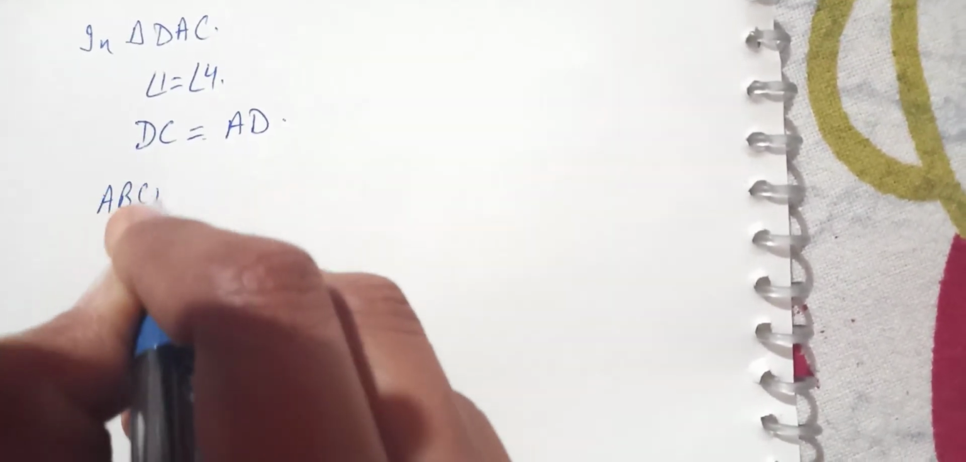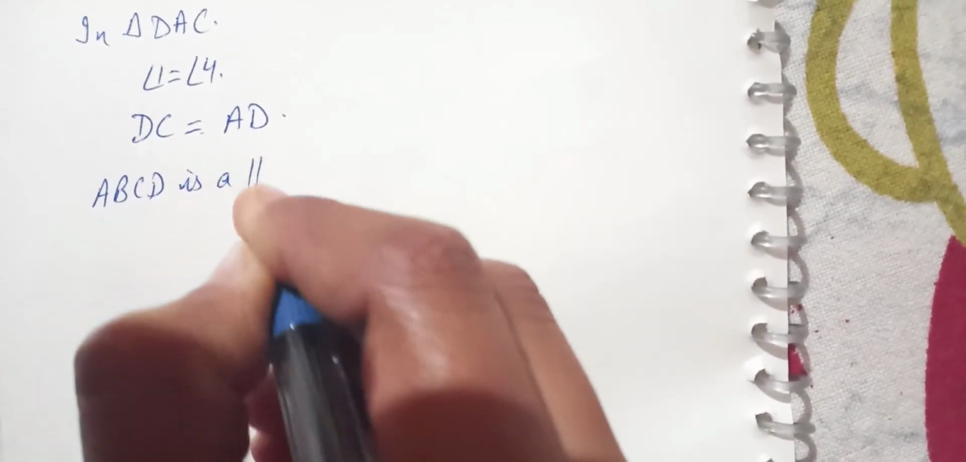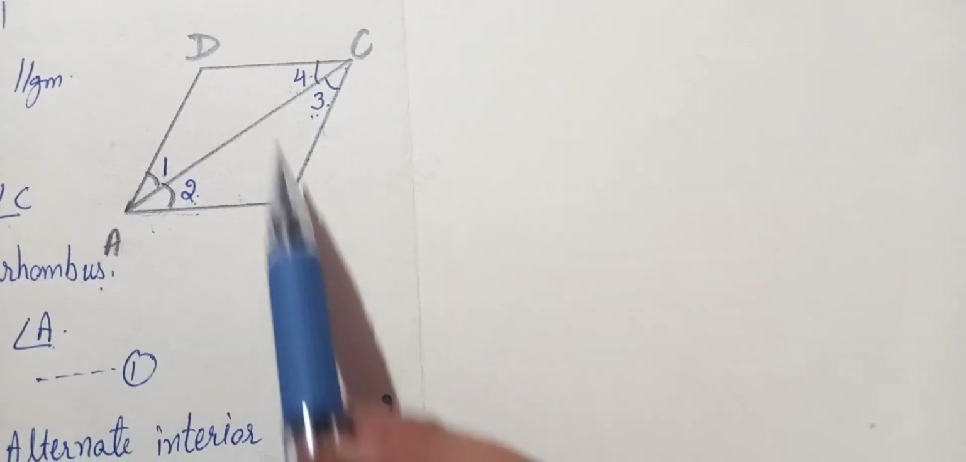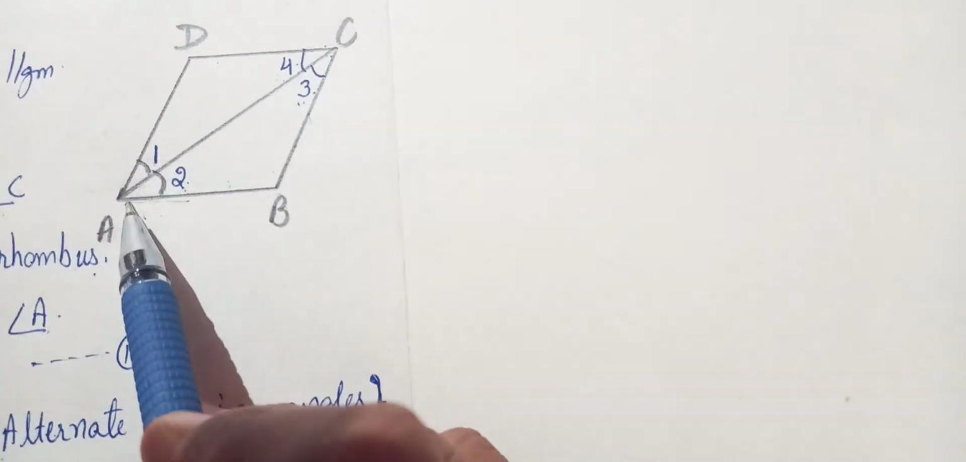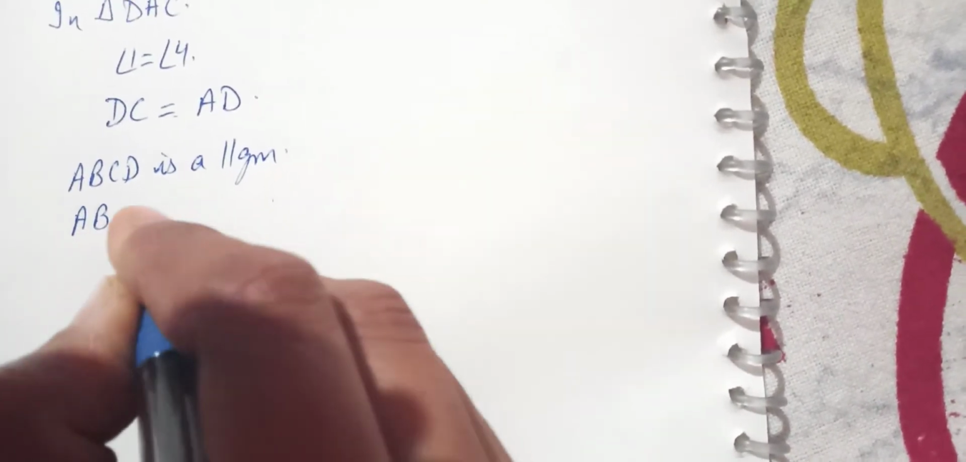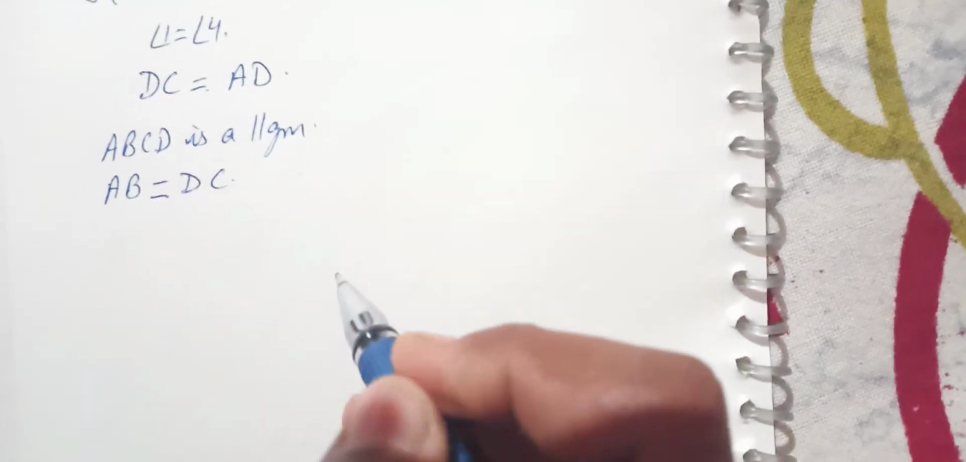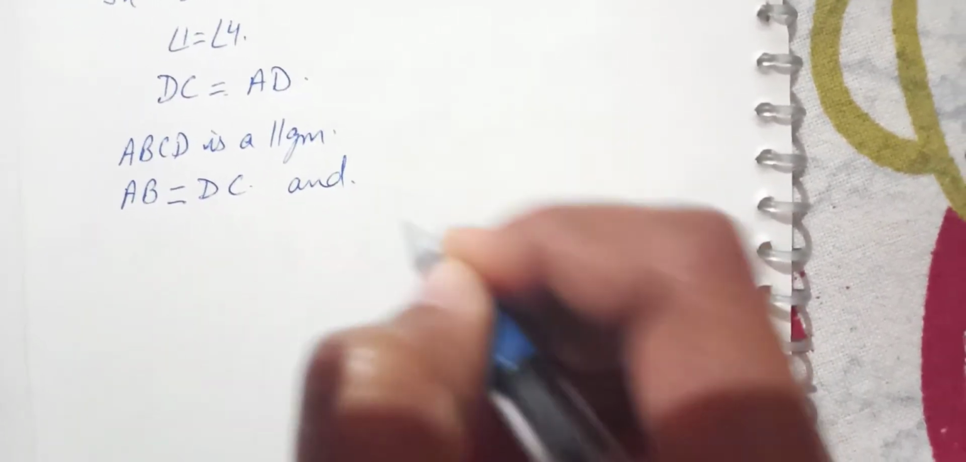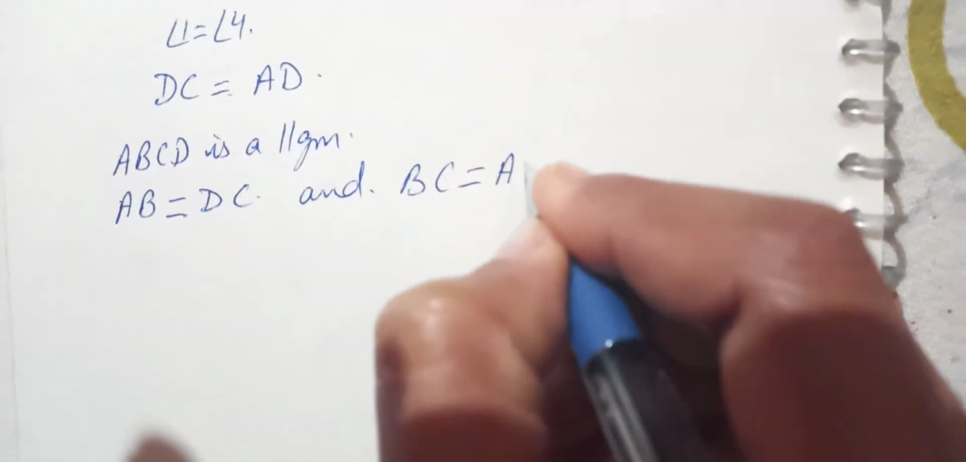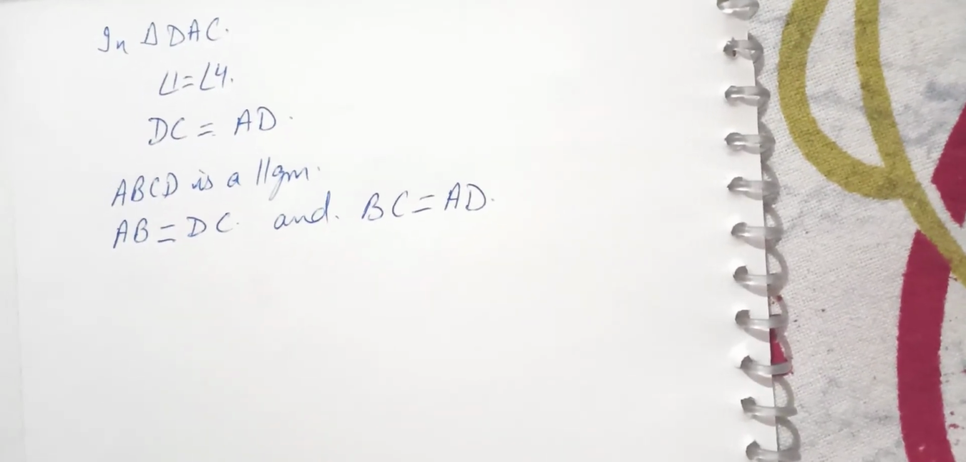Okay, so also we know that ABCD is a parallelogram. Okay, therefore its opposite sides are equal. So in a parallelogram, its opposite sides are AB and DC, BC and AD. So these pairs are equal. So we will write here, if ABCD is a parallelogram, then AB is equal to DC. Okay, and BC is equal to AD. So okay, son.